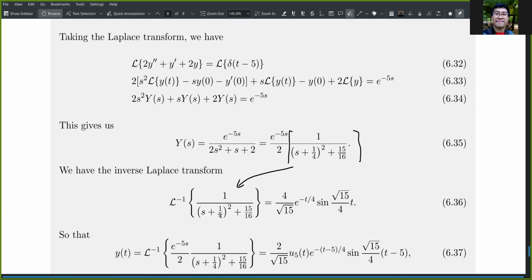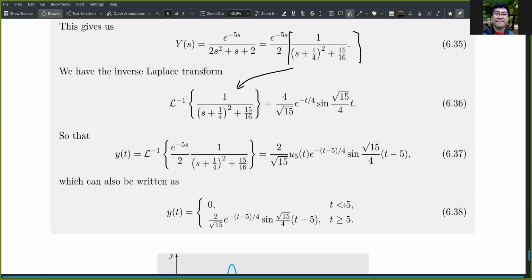There's a plus s plus 1/4, so we can make use of e to the minus t over 4 here. And then this becomes, if we add a square root of 15 over 4 times 4 over square root of 15, we can have that form for the Laplace transform of sine. So if we multiply this times our original form and take the inverse Laplace, you get the unit step function. Okay, and then you replace the t's that you get here with t minus 5.